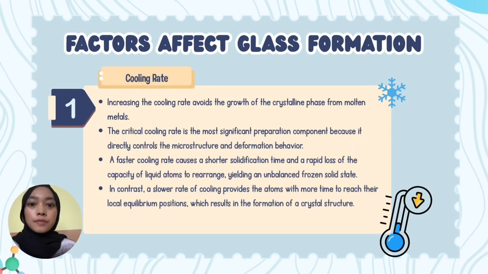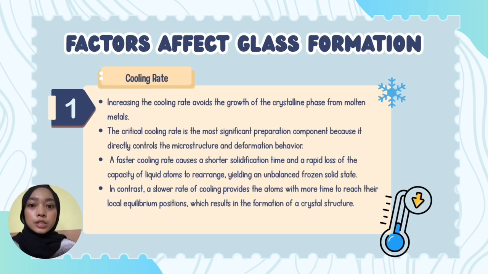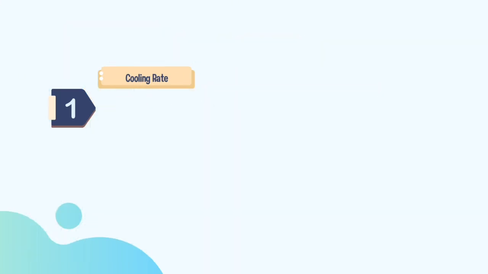Now, about 3 factors affecting glass formation. First is cooling rate. Increasing the cooling rate avoids the growth of the crystalline phase from molten melts. The critical cooling rate is the most significant preparation component because it directly controls the microstructure and deformation behavior. A faster cooling rate causes a shorter solidification time and rapid loss of the capacity of liquid atoms to rearrange, yielding an unbalanced frozen solid state. In contrast, a slower cooling rate provides the atoms with more time to reach their equilibrium positions.